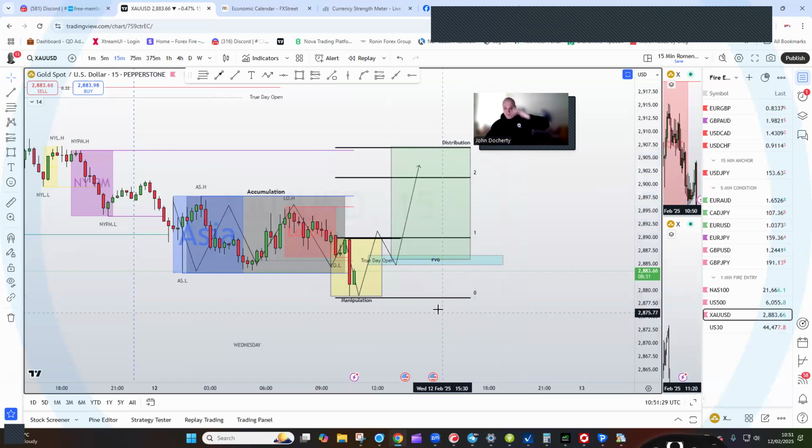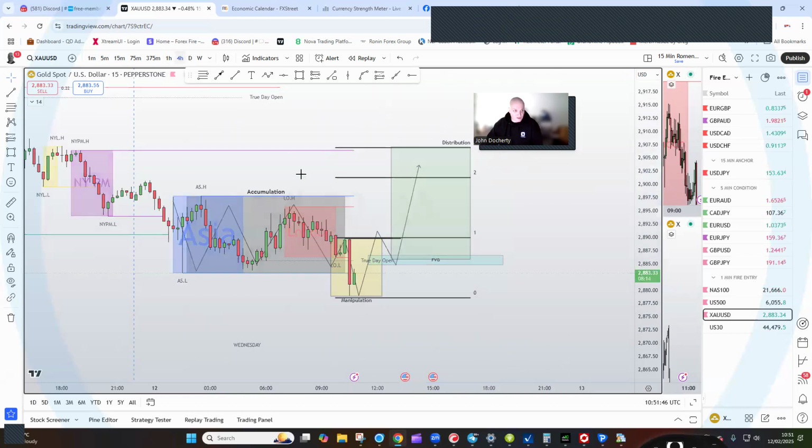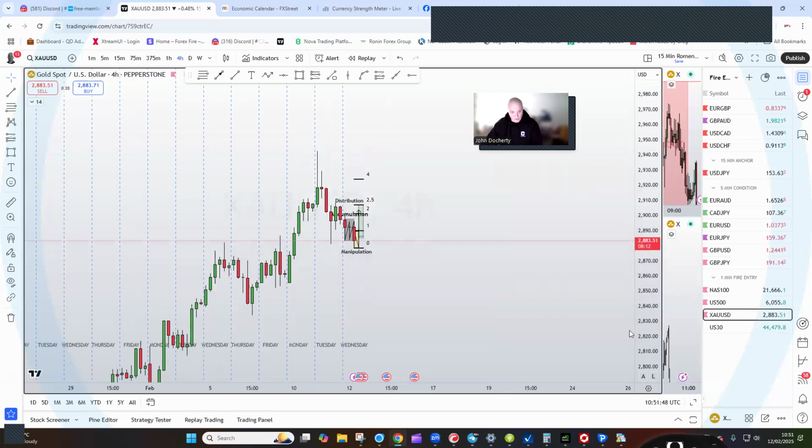And that's what I'm looking at from this aspect. So we've identified accumulation, with the manipulation phase in process. We want to see a market structure shift from this leg here. Hopefully it'll leave behind an FVG, tap back into it, then we're going to try and get a buy on this. Okay.